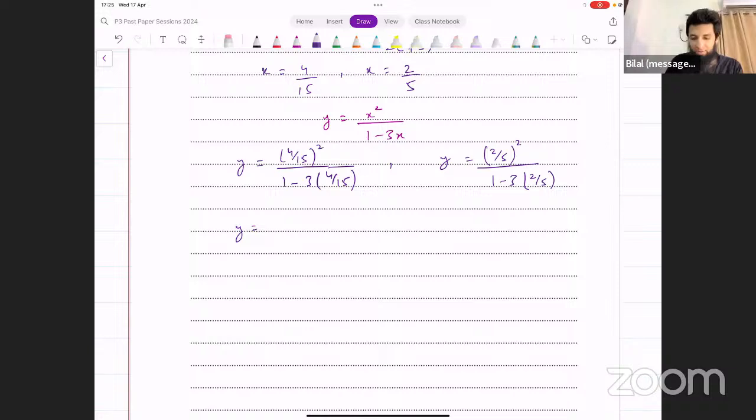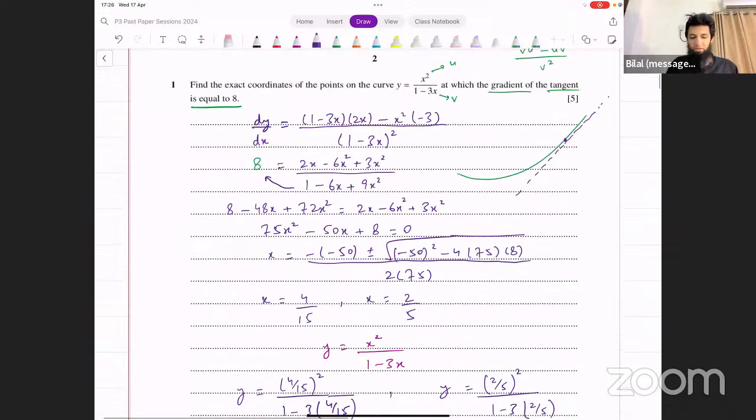Okay, so one value that I'm getting is 16 over 45 from the first one. And then 2 over 5, 1 minus 3 into 2 divided by 5. Okay, what's the second one? Minus 4 over 5. Okay, good. Minus 4 over 5. That's the other value that we're getting.